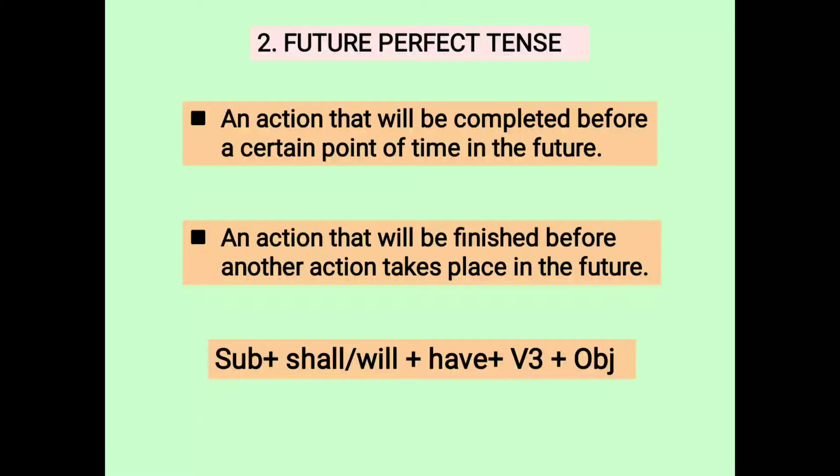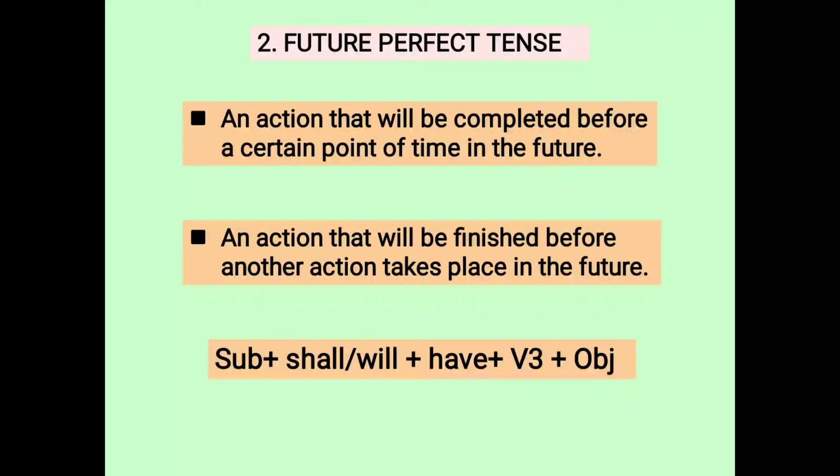The second is that it can also be used for an action that will be finished before another action takes place in the future. Okay, so this action which has not been completed will get completed, but we are trying to show that it will get completed before another action takes place in the future. There are two actions: one is going on and will be finished in the future, while another will start only after it. In order to express such situations we use future perfect tense.